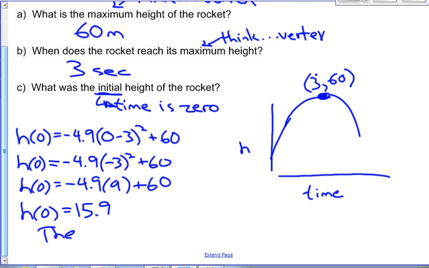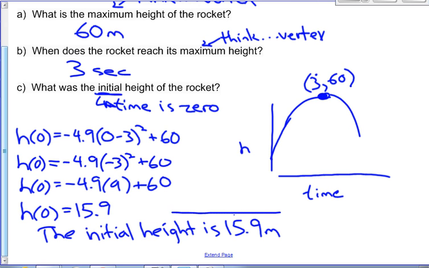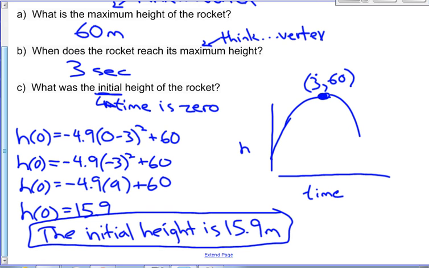The initial height, which would be the y-intercept, is 15.9 meters. So chances are you're going to see some kind of question that involves using the max or min. And as long as you think vertex when you see max or min, we'll probably be okay. I find doing a quick little sketch helps me determine whether I'm talking about the x-coordinate or the y-coordinate.